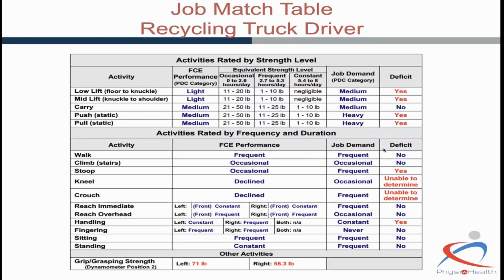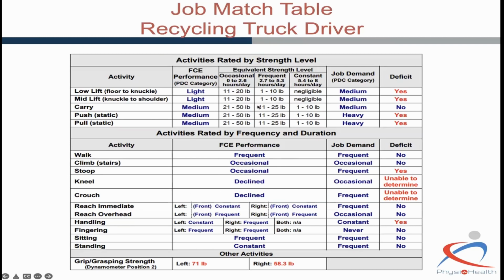So this is a job match table that is generated by the Archon system, but it's something that I use. As you'll see, there are two sections. There's the load demand, the strength demand section, so the loads, the lifting. And then here are the frequency demands, basically the time tests. These are what we tested: low lift, mid lift, carry, push, pull. And this is their performance.